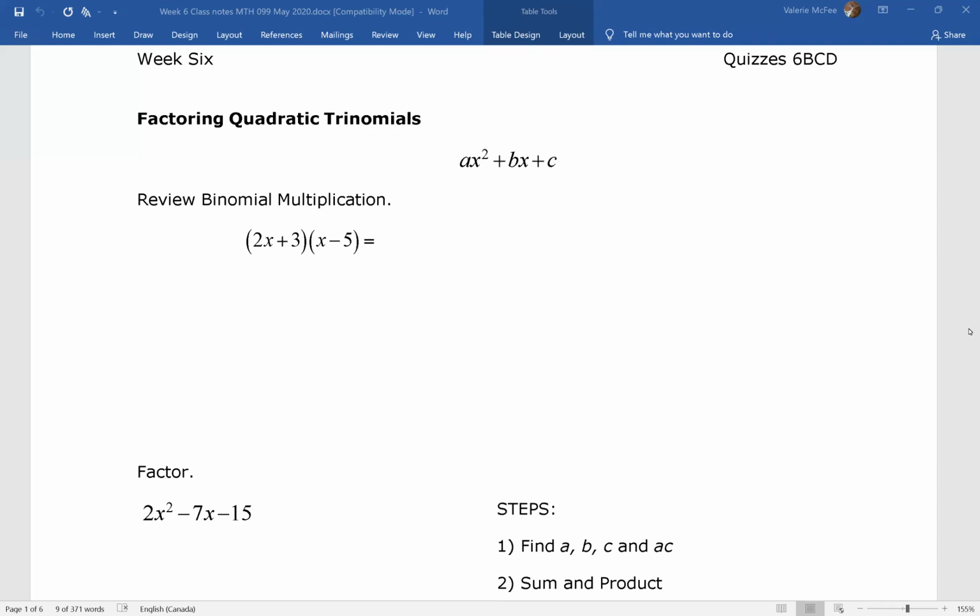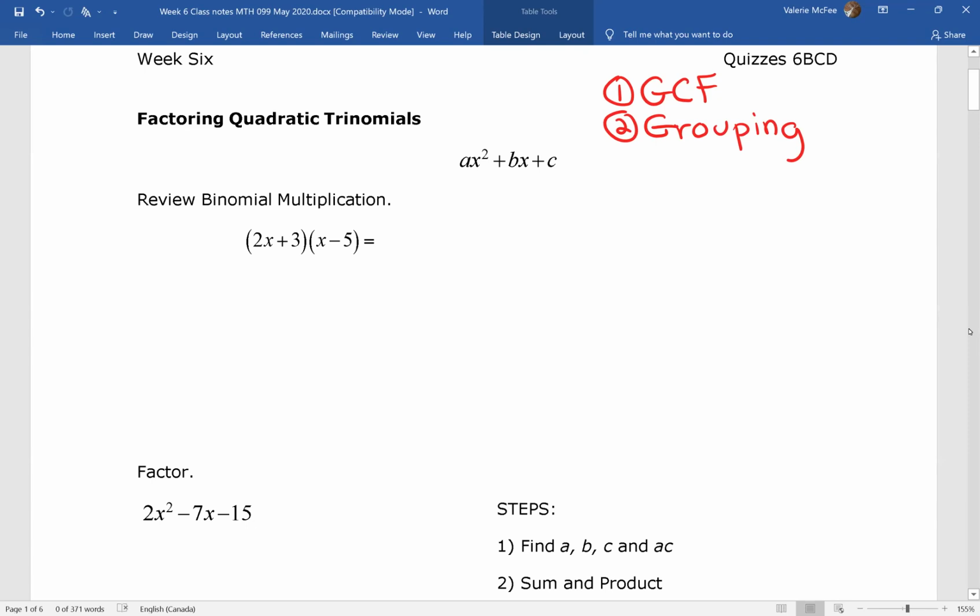So we wanted to look at factoring quadratic trinomials today. We've already looked at two ways of factoring. We looked at factoring by finding the greatest common factor. We've looked at factoring by grouping, which we used when we had 4 terms. Today, we want to factor quadratic trinomials. Those are those polynomials in the form ax squared plus bx plus c. So it's a trinomial with a highest power on x of 2.